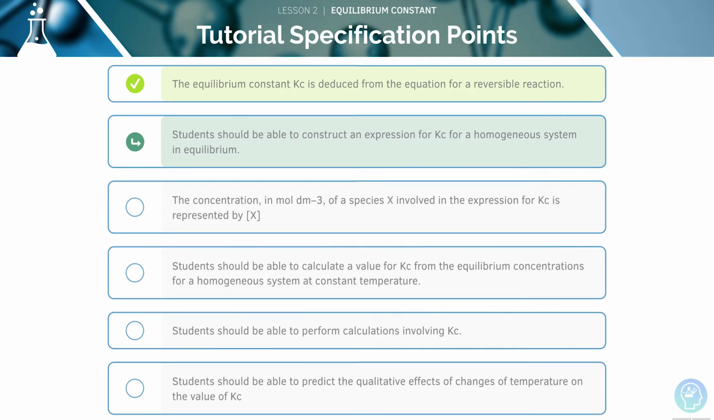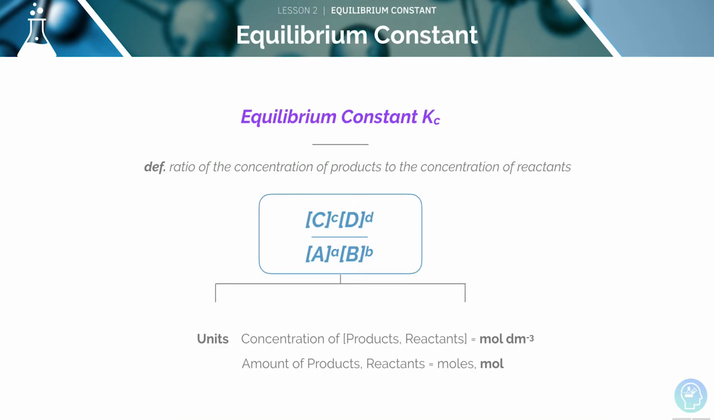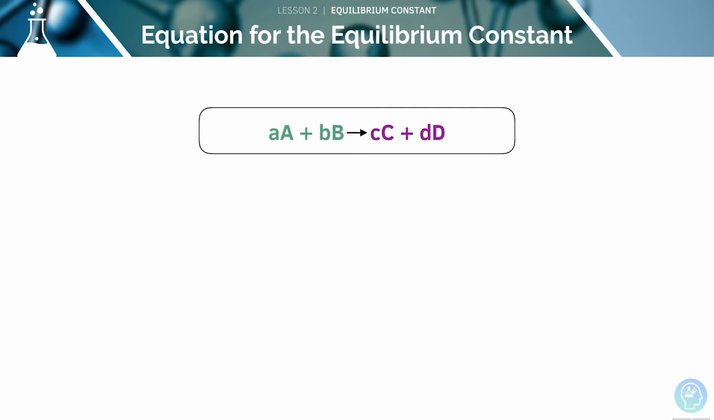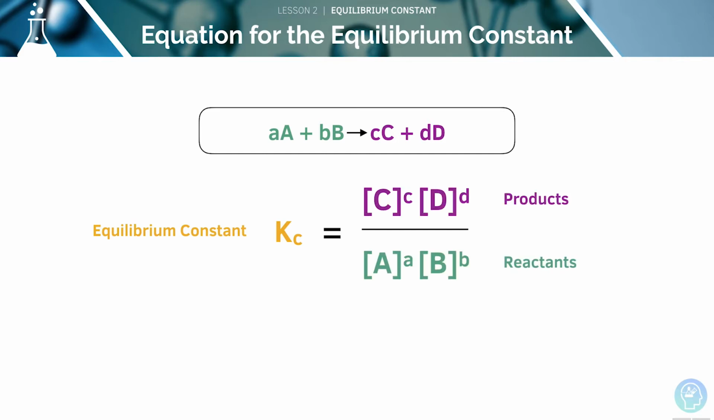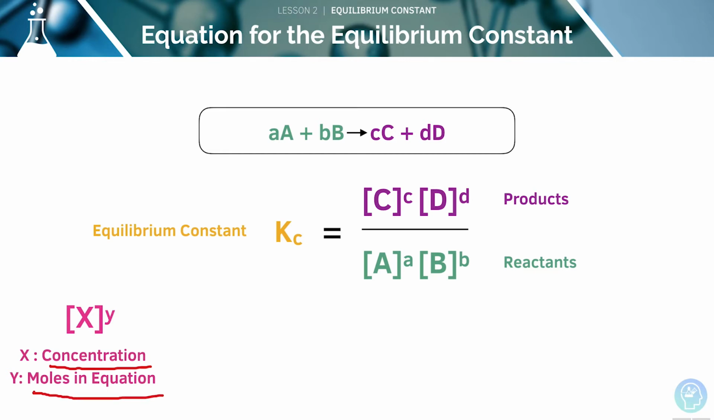Now, we will look at constructing an expression for Kc. The equilibrium constant Kc can be deduced from the equation for a reversible reaction by using the following expression, shown here. Here, we can see an equation for a reaction. Let's use our equation for equilibrium constant here. We've substituted in the concentrations of the products and reactants as shown. The big letter in the square brackets will show the concentration, whilst the small letter will show the moles in the equation.